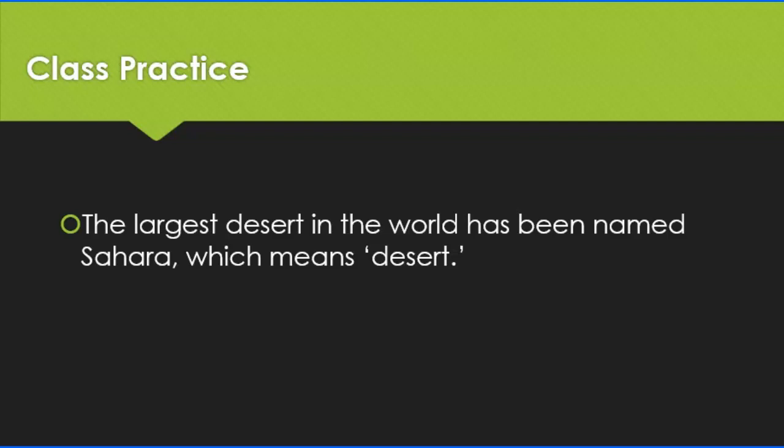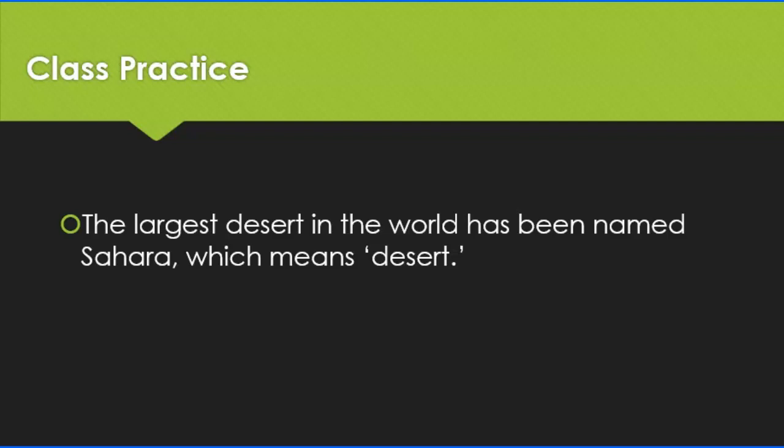Okay, so if you're back, then hopefully you did the class practice, or you're at least going to follow along, trusting that you're following along. And class practice A, number 1. We have here: the largest desert in the world has been named Sahara, which means desert. So we're looking for anything that could look perfect, or the perfect tenses. Find the word has, and that's where you start. Has, have, or had, excuse me.